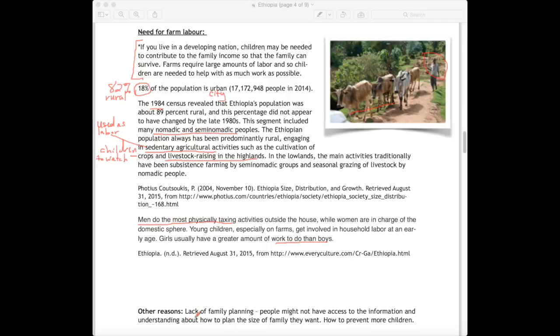And so what does that mean? People might not have access to education or information about how to plan the size of the family that they want. Do they want a smaller family with 2 or 3 children? If they do, how do you stop having more children after you get the family size that you want? How to prevent having more children, right? So if you don't have access to that information or education, you're unable to put those things into practice, and so you just continue to have more children.